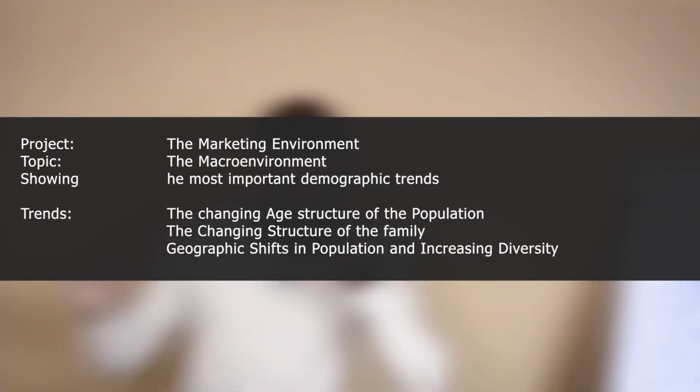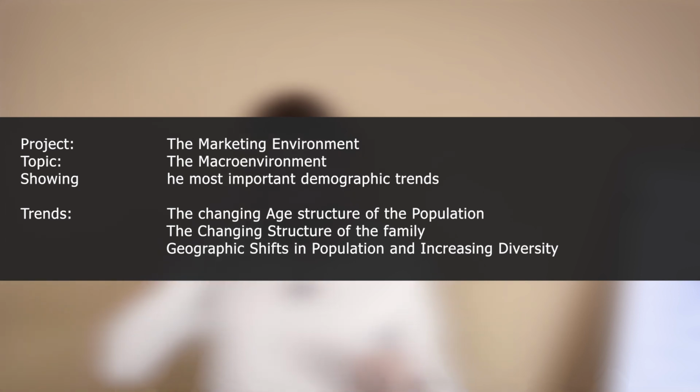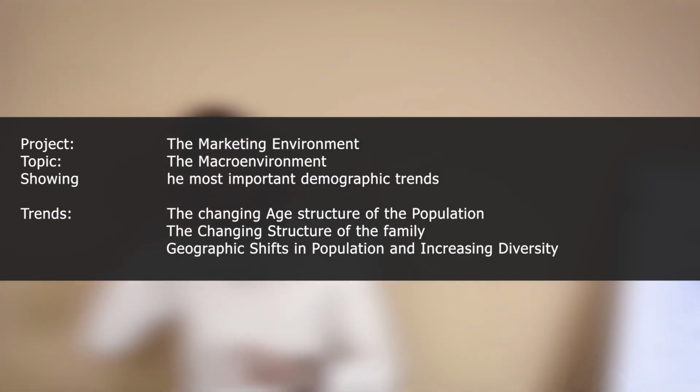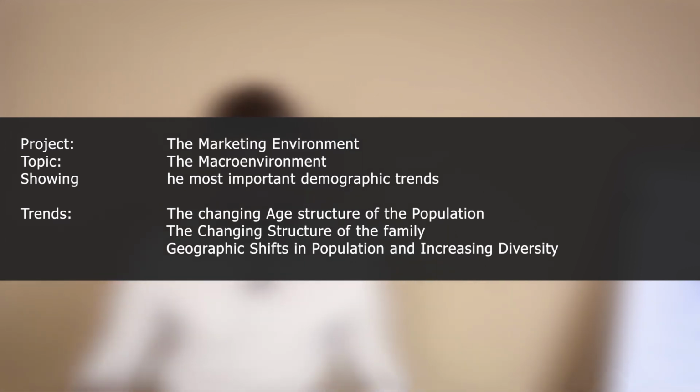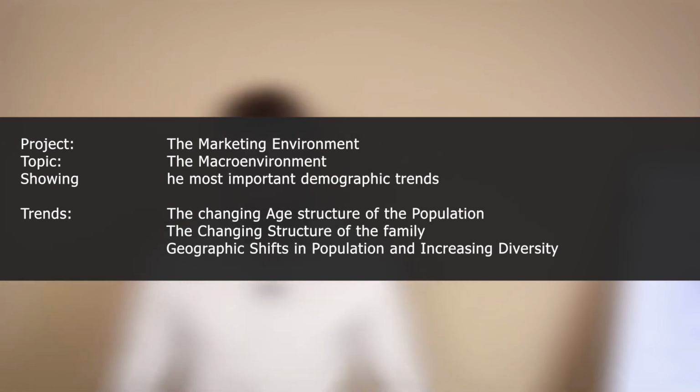Alright, so far we know that the macro environment is composed of 6 forces, and we talked about the first one, the demographic environment. Regarding this environment, we looked at the most important trends that take place in it, and they are important to be known, so marketeers have them under the magnifying glass.